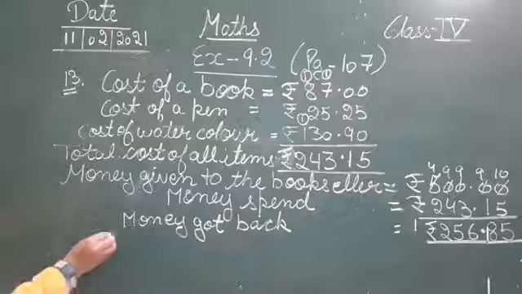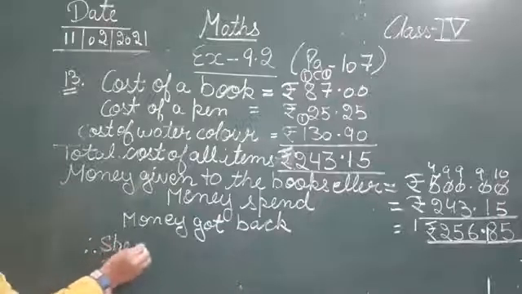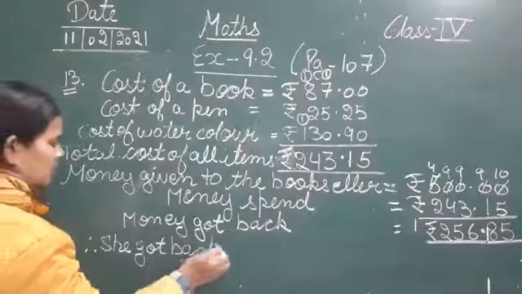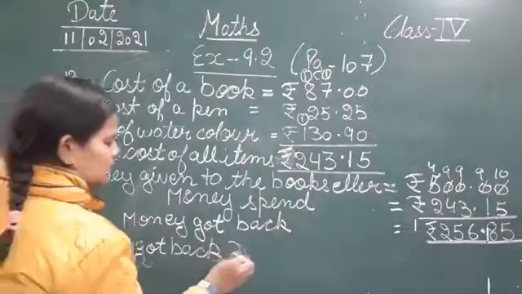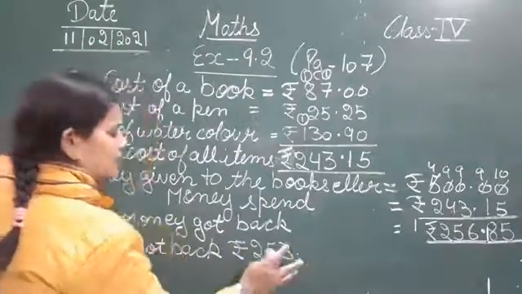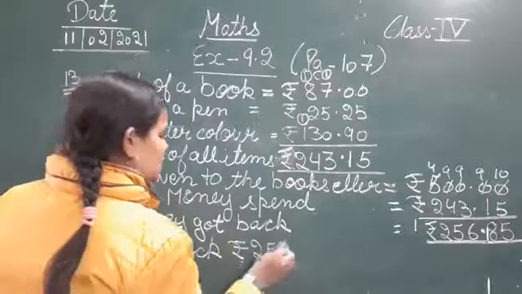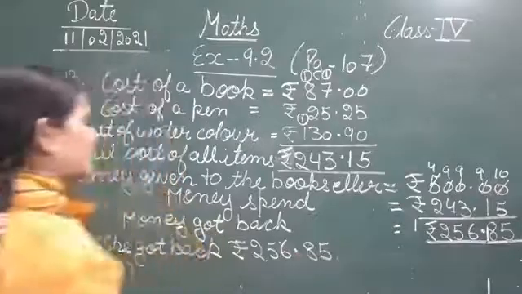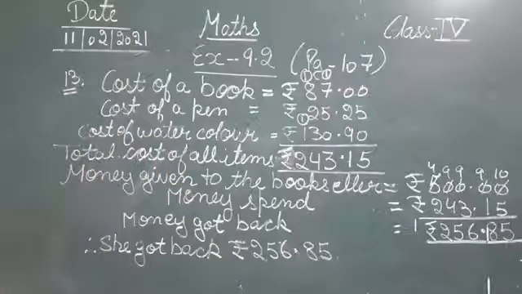Therefore, the money she got back is 256 rupees and 85 paise. This is the amount that was returned to Rekha. So this is the solution of question number 13. You can pause it.